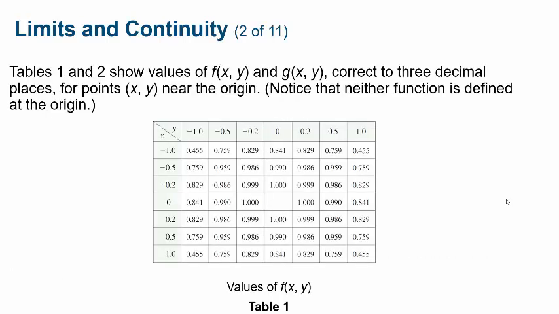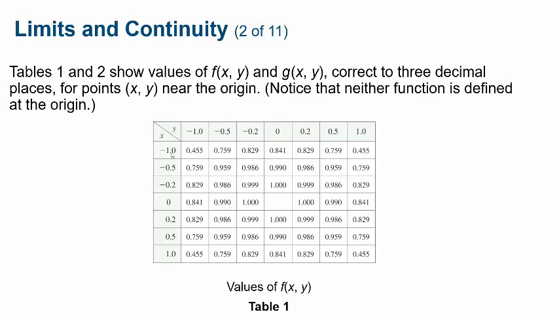In this slide and the next slide, these tables show the values of the functions f of x, y and g of x, y, correct to 3 decimal places, for points x and y near the origin. Note that neither function is defined at the origin. 0 over 0 is an indeterminate form, it doesn't mean the function is defined. Well, look what happens here. This is the point 0, 0 for x and y. These are corresponding points, like this is where y is -1, x is -1, and you get this for the function.